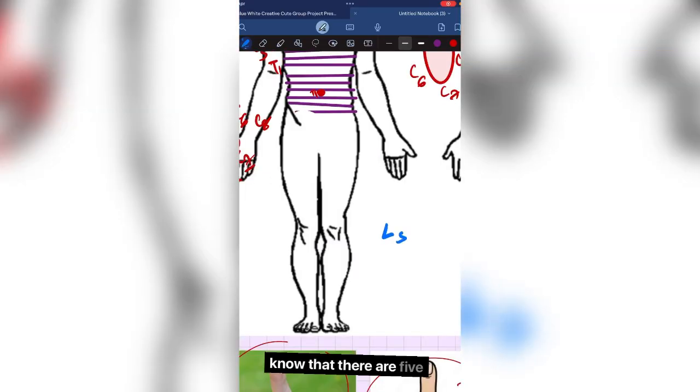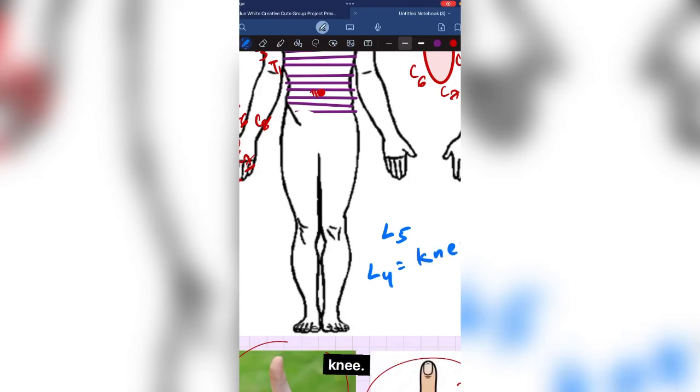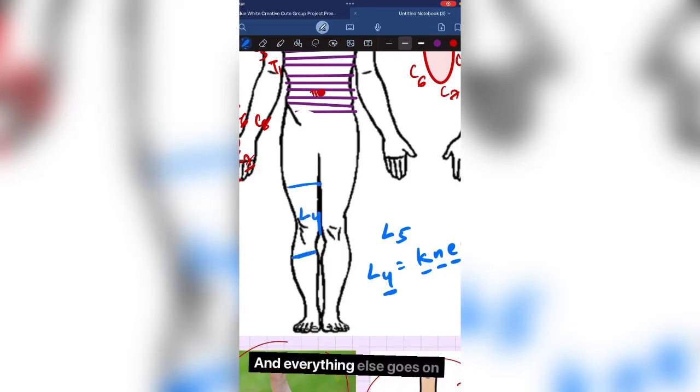We know that there are 5 lumbar dermatomes, out of which L4 supplies to the knee. Why? Because knee has 4 letters, therefore L4. So this is going to be the L4 part. And everything else goes on top, L1, L2 and L3, and L5 goes to the bottom. Just that L4 also supplies to the medial part of the lower limb and L5 supplies to the lateral part.